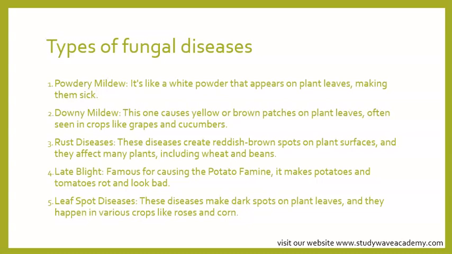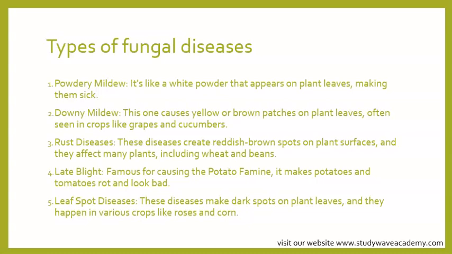4. Late blight. Famous for causing the potato famine. It makes potatoes and tomatoes rot and look bad. This disease affects potatoes and tomatoes, causing dark, rotting spots on the crops. Okay? Do we understand?